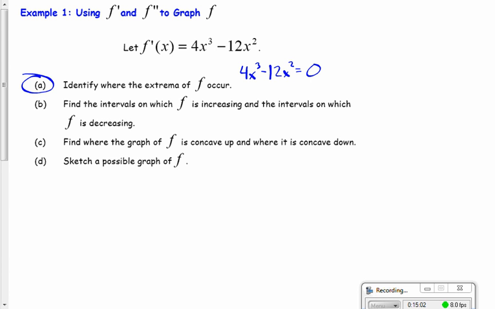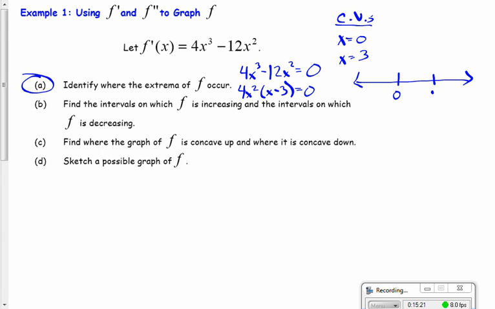All right, let's factor. What can we take out? 4 and x squared. That leaves us with x minus 3. So the critical values are x equals 0 and x equals 3. Based on what we talked about yesterday, that's the next logical step, right? First derivative test. I'm going to show you in a little bit that the first derivative test isn't always necessary. Depends on what they're asking you. Okay?